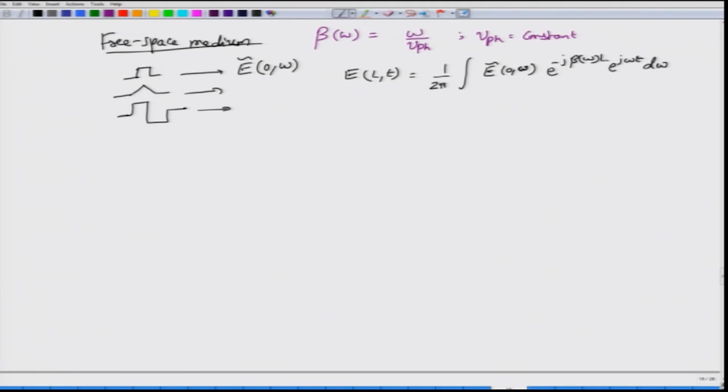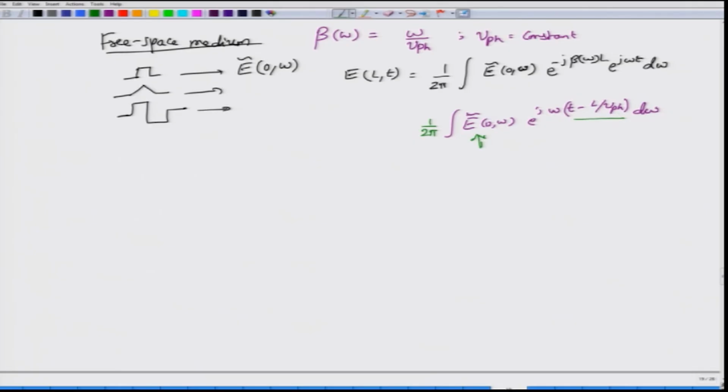So, when I substitute this into this expression, look at what I actually get. You can also do this in your notebook: take omega as a common factor, so you have t minus L by VPH, d omega. Of course, there is a 1 by 2 pi here, and what you actually see is that this is the same expression for the inverse Fourier transform of this E of 0 comma omega, except that t is replaced by t minus L by VPH.